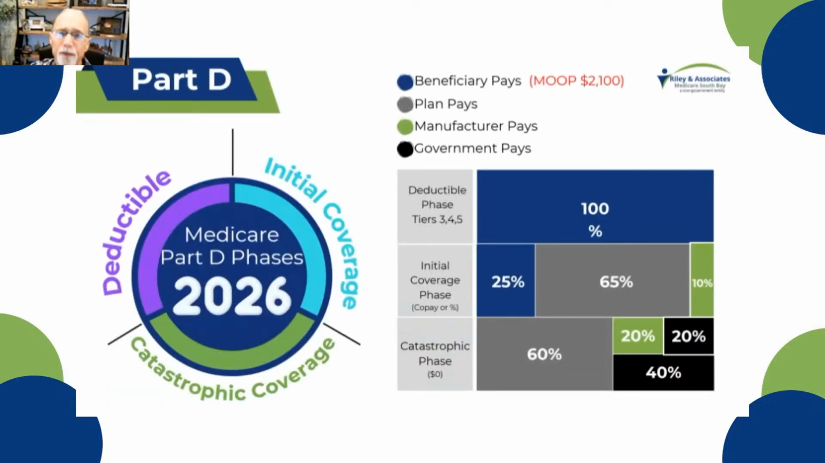So this is just a different way to look at the same thing. You're blue, so the deductible, for tiers 3, 4, and 5, this is brand, non-formulary, and specialty. You would pay through that first, the deductible on the plan, if there is a deductible, depending on how you get your drug plan, and then you'd pay a copay up to your maximum out-of-pocket of $2,100.